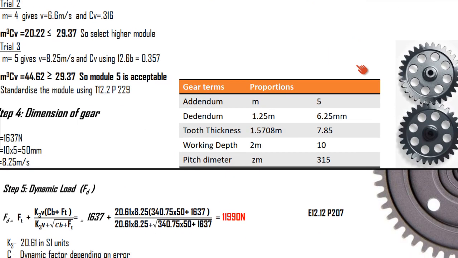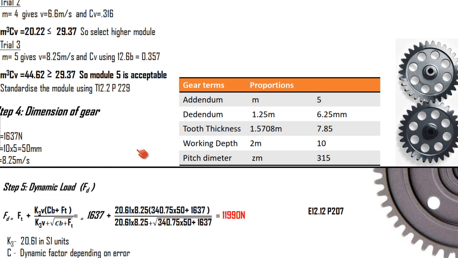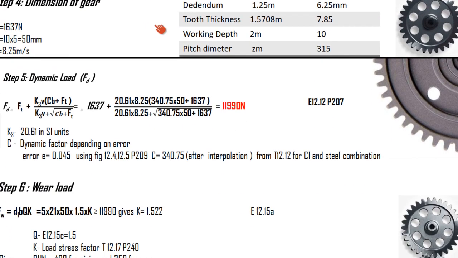So it is clearly the proportion is like m, dedendum is 1.25 m, like this you can get the values of the addendum, dedendum, all those values. I have listed only a few here, but you have to list out all the physical dimensions. And in the third part we are going to validate our design by calculating the dynamic load. Dynamic load, the equation is Ft plus K3V into Cb plus Ft divided by, this is the equation, the big equation. All these values are available with us.